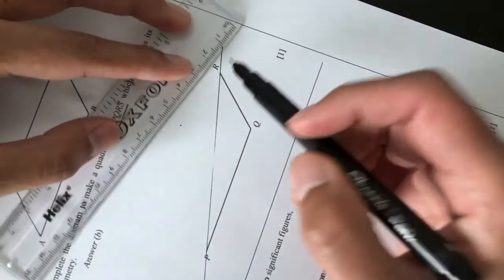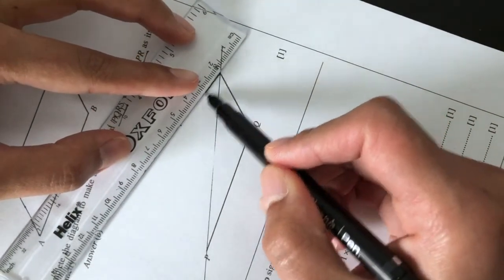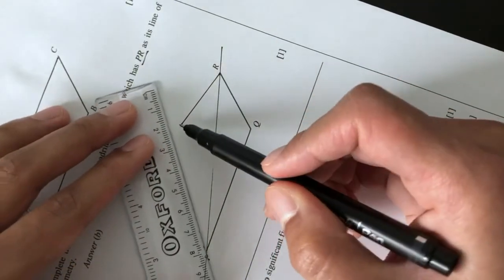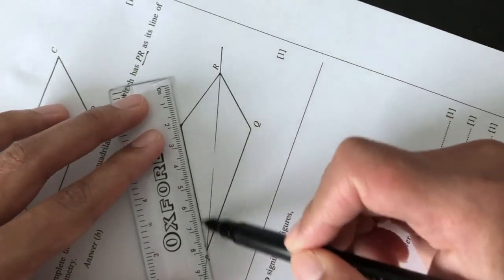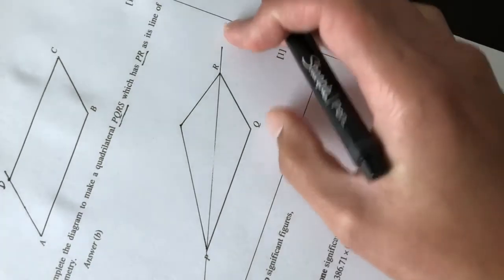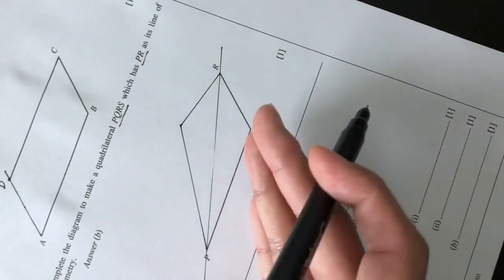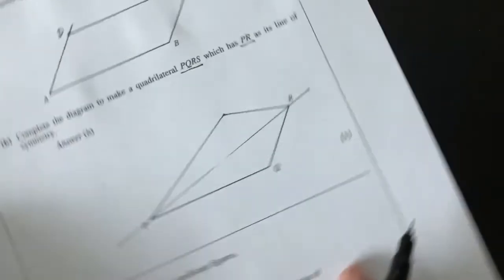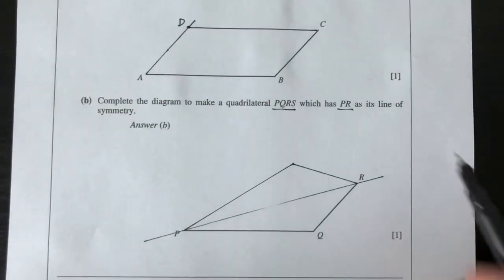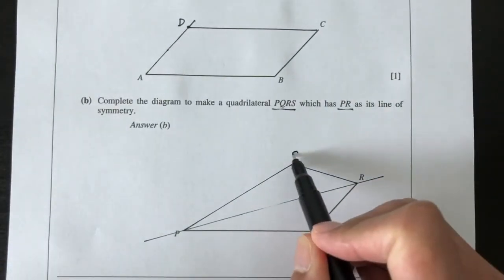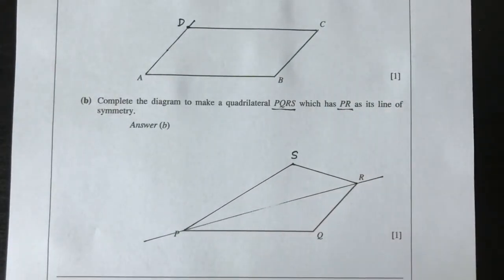So in that case, we just have to join this to this point, and then this to this point to form the other side of this shape. As you can see, PR now is the line of symmetry of this shape, which is a quadrilateral PQRS. This is your point S. This is your question number 6.